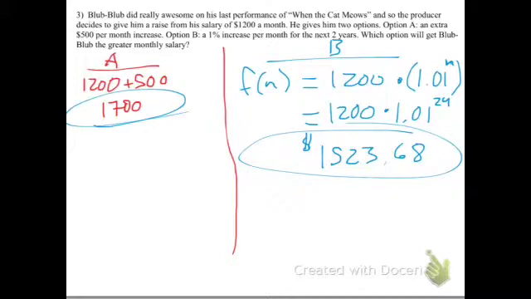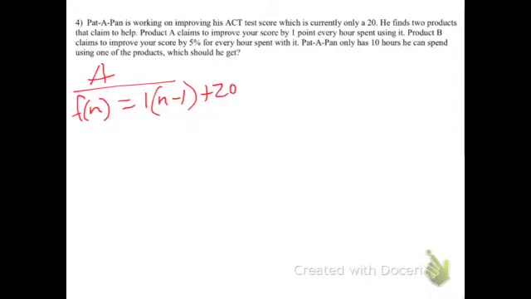Go with Plan A. Moving on to our last one, Patapan, working on improving his ACT scores. He started out with 20. One product, product A, is claiming to increase your score 1 point for every hour. So if we were writing the function that describes this, we got 1 times n minus 1, and then plus our starting value of 20.